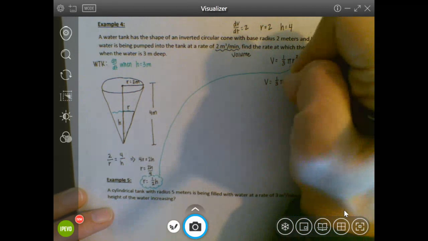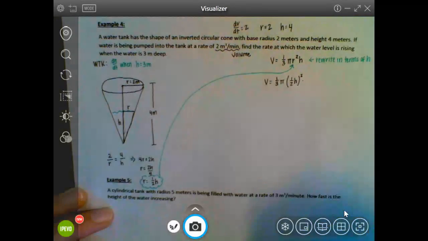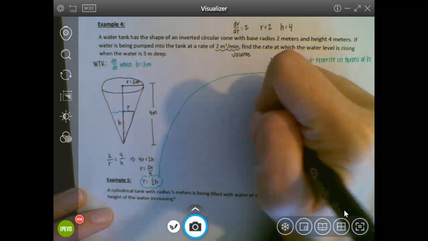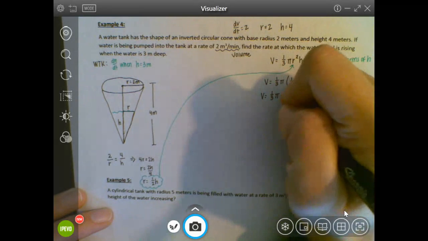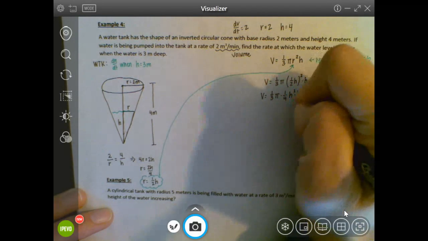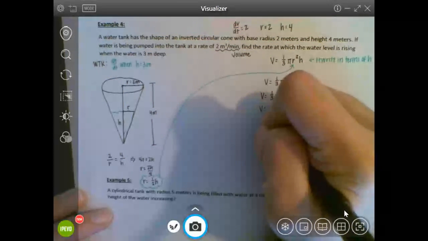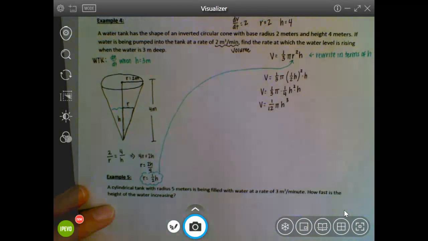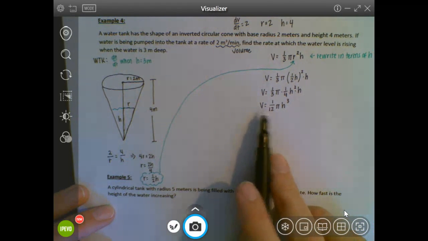When I plug in, I just have to be careful. I want to make sure to leave that 1/2 h in parentheses, square it, and then multiply by the h on the outside. So this is going to be 1/3 pi times 1/4 h squared times h. Combining my like terms, that gives me 1/12 pi h cubed. And then I want to take the derivative of this, because now it's just in terms of the volume and the h.